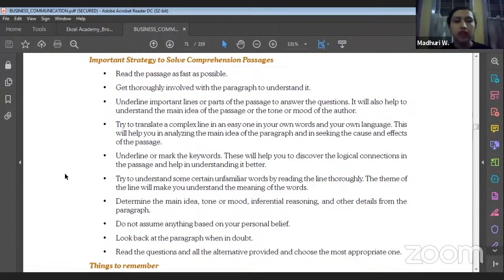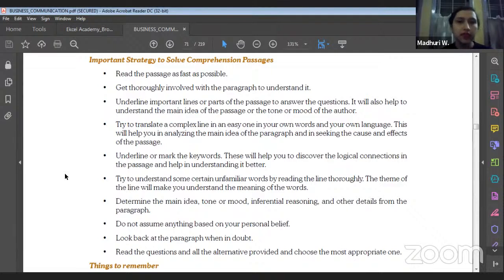Apart from this, try to understand any unfamiliar words that you might have in context. You will get it generally. Then, do not assume anything, because it's only a passage that you have to base your answers on. You have to look at the passage and then answer, so it should not be based on your personal belief. Always refer to the paragraph or the passage again whenever you're in doubt.